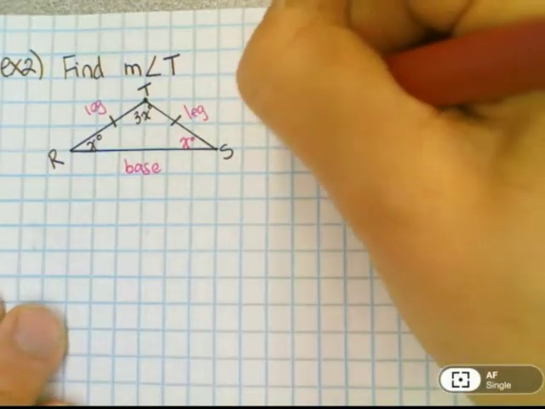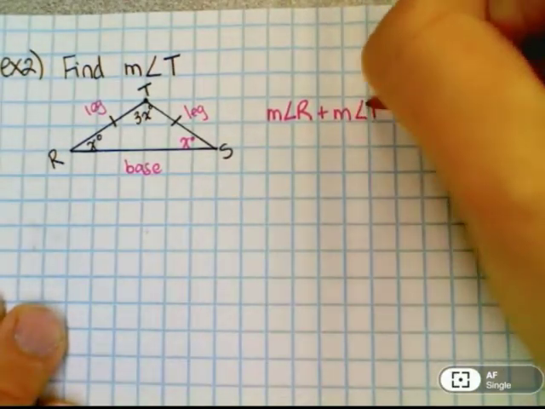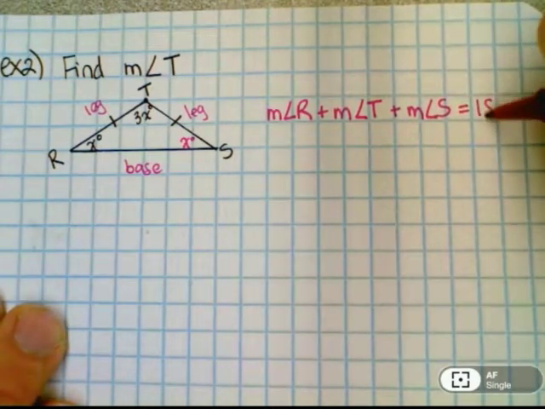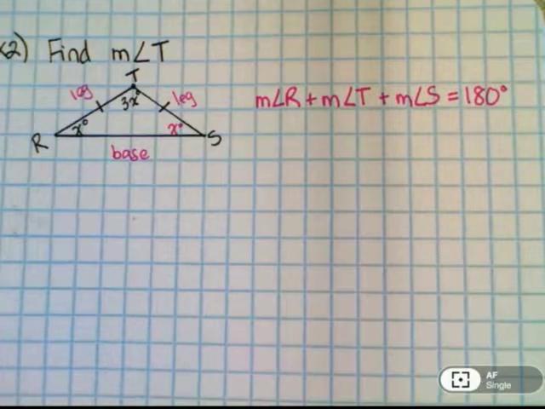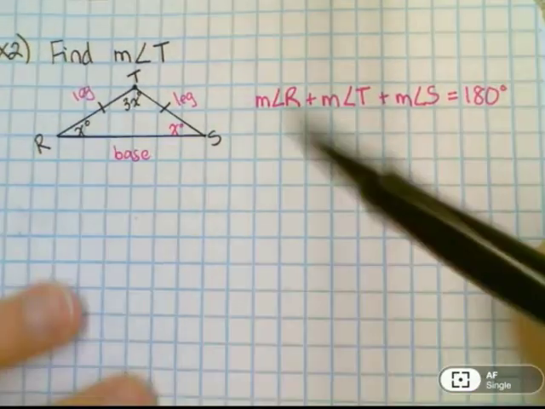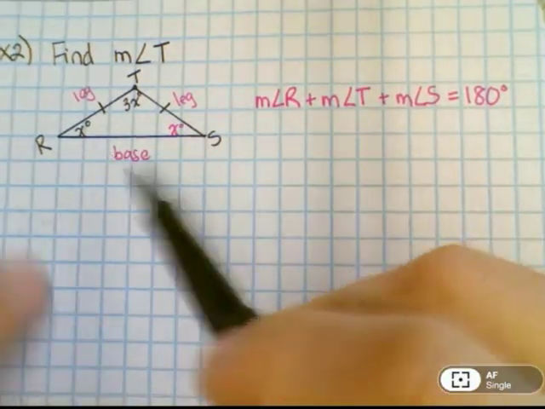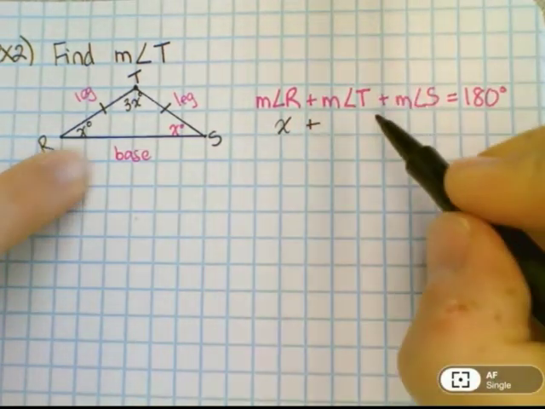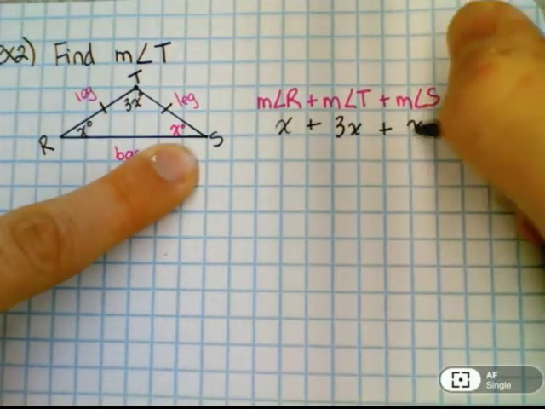I'm going to write the measure of angle R plus the measure of angle T plus the measure of angle S has to equal 180 degrees. So that's just a fact that we know about triangles. It's not necessary to write this out, but I think it's a good thing to have in your notes. And what I'm going to do now is replace each of these with what we know about it, right? So angle R is x, angle T is 3x, and angle S is x.